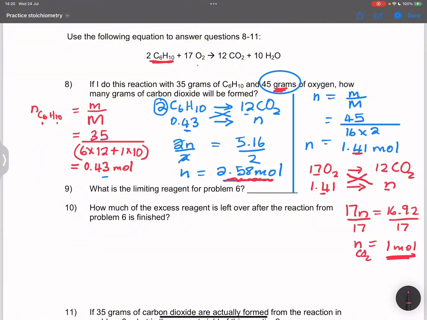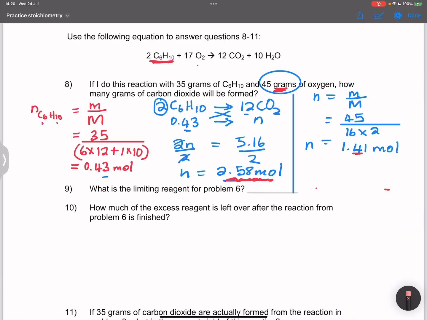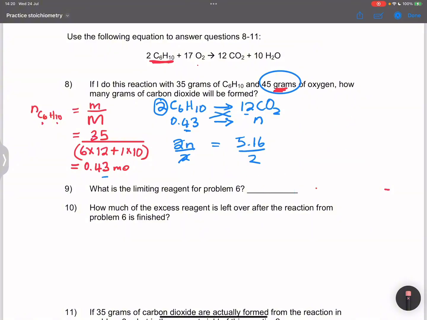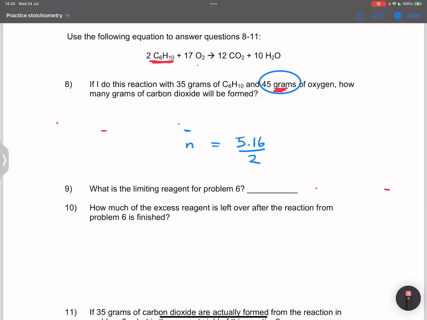Now, ladies and gents, I want you to please note this. What does this mean? It means that the reagent that gives me the lesser moles of carbon dioxide is the one that will be the limiting reagent. Let's do this. I'm going to remove the other calculation, just for the sake of having space. So oxygen is my limiting reagent. Please remember that oxygen is our limiting reagent. Why? Because it gives us less product.